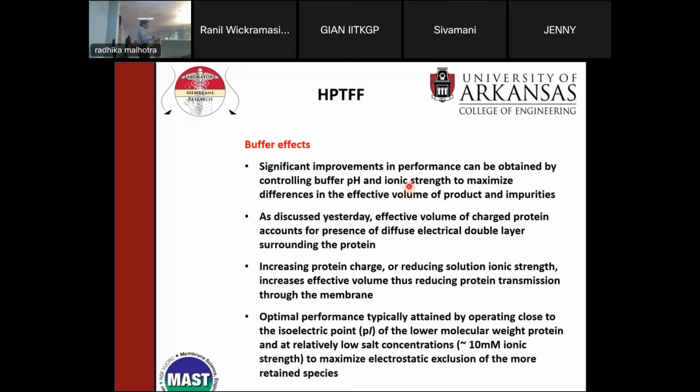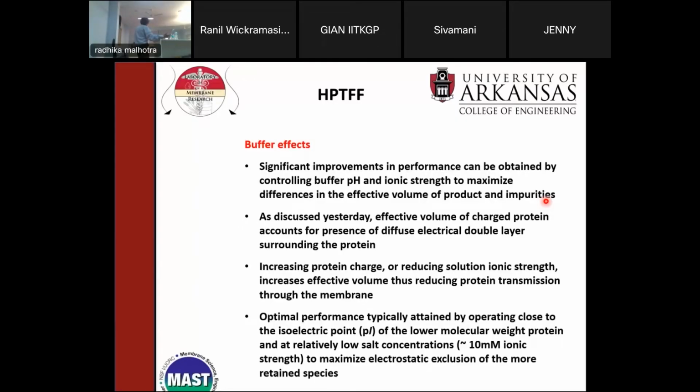Increase the performance by controlling buffer pH and ionic strength to maximize differences in effective volume between the product and impurities. So remember, what we're trying to do is separate species that are very close to each other by maintaining a very constant pressure drop. But I told you that the size of a protein depends on conditions, right? A protein's hydrodynamic radius may have other charged species associated with it. So by controlling buffer conditions, you can try to maximize the difference in size between your contaminant species and what you want. Buffer effects are very important in this particular separation.